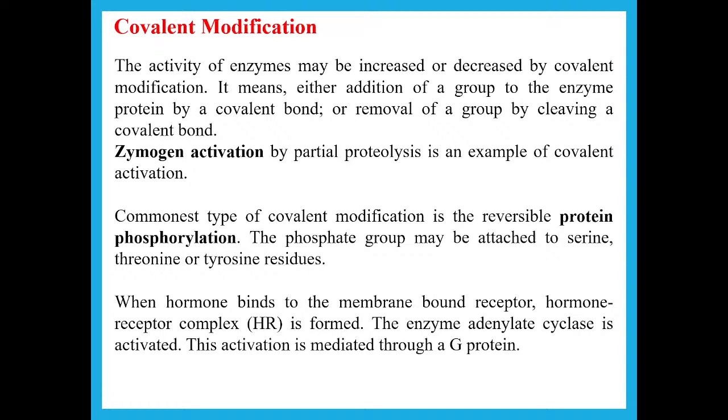When a hormone binds to the membrane bound receptor, a hormone receptor complex is formed. The enzyme adenylate cyclase is activated. This activation is mediated through G protein. You can see this adenylate cyclase activity again in the glycogen metabolism pathway. So this comes under the examples of covalent modification.